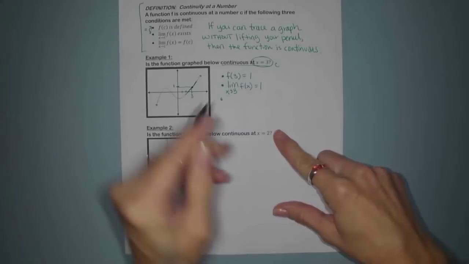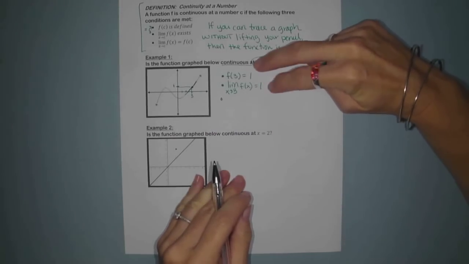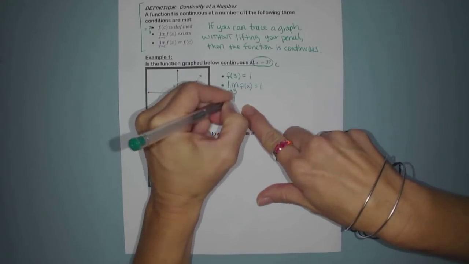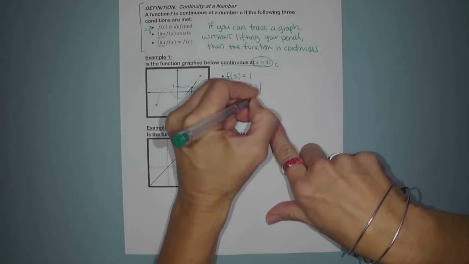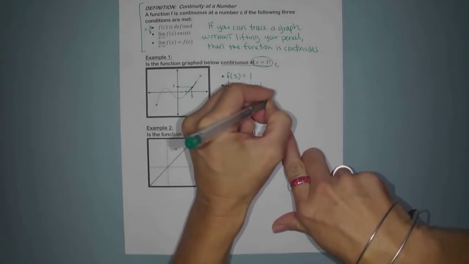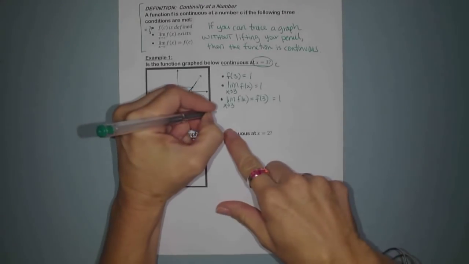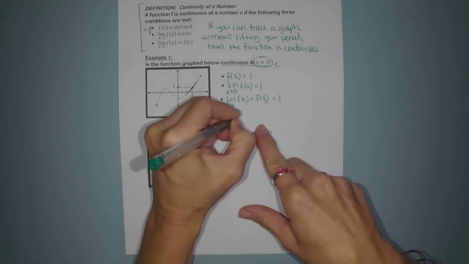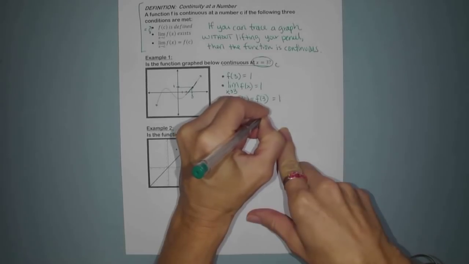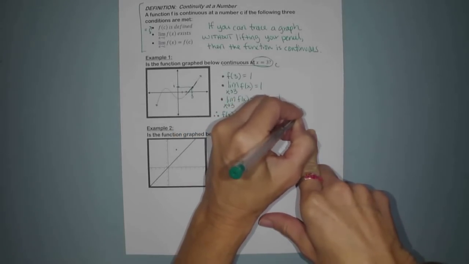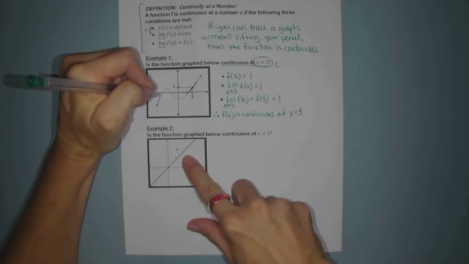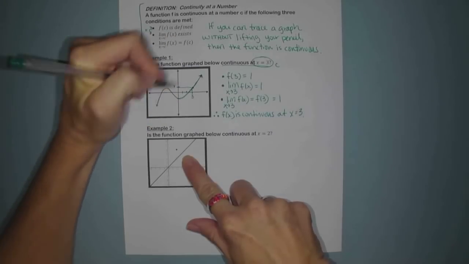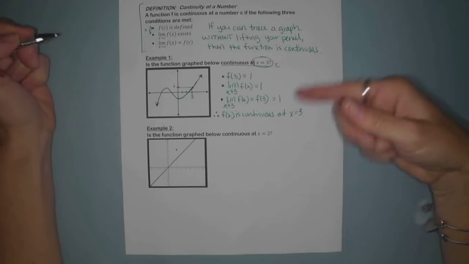And now the third bullet is, do these two match? Does 1 equal 1? Well, yes, it does. So we'll say the limit as x approaches 3 of f of x is equal to f of 3, and they're both equal to 1. Therefore, f of x is continuous at x equals 3. And if you informally look at it, if you were tracing this graph, you would definitely not have to pick up your pencil as you came through x equals 3. It just flows very nicely. It's that simple. Okay, let's go to the next one.